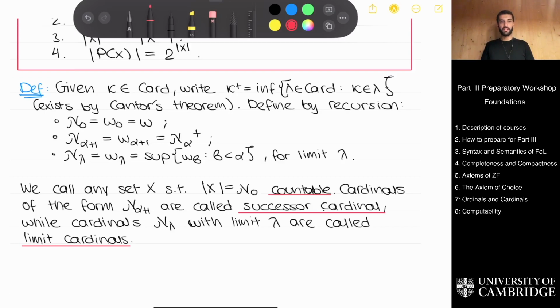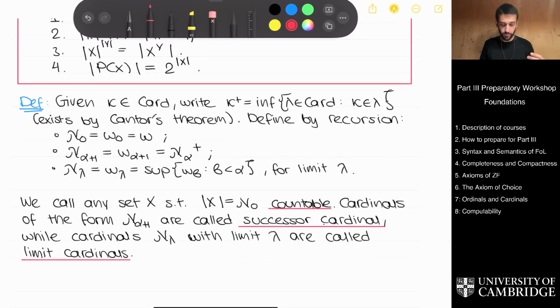Okay, and therefore we can define by recursion this aleph hierarchy. How do we define this? So by recursion, aleph 0 is simply omega. So omega is, recall, the least non-zero limit ordinal. It's an easy exercise that this is a cardinal. Aleph of alpha plus 1, where alpha is an ordinal, is simply the cardinal successor of aleph alpha. And finally, aleph lambda is simply the supremum of aleph beta, where beta is less than lambda, for lambda limit.